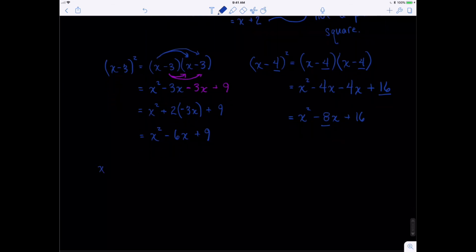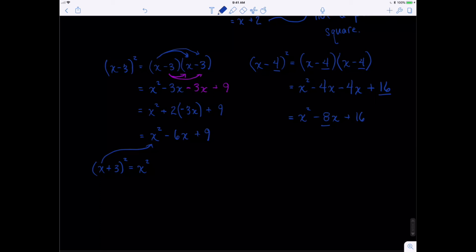So let's try this one again. Let's try an x plus 3 squared, but we're going to do it all at once now. We know that the first term gets squared. If I look at the first term, it's going to get squared. So that's an x squared.